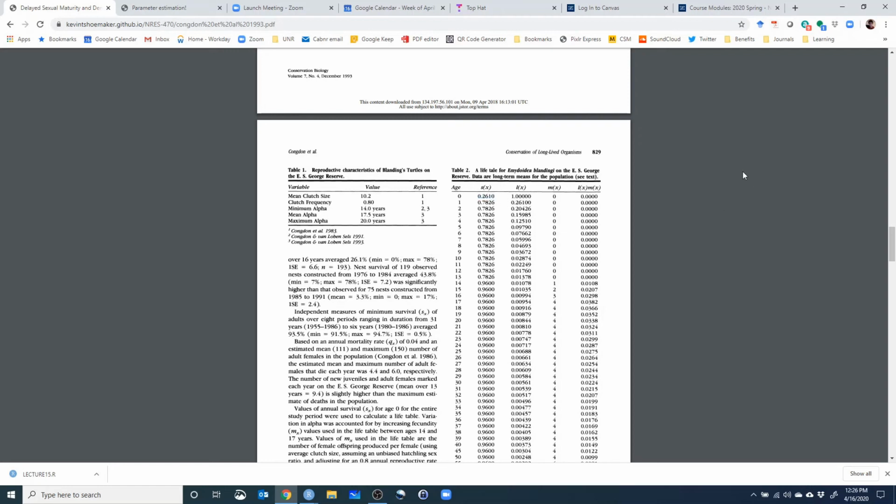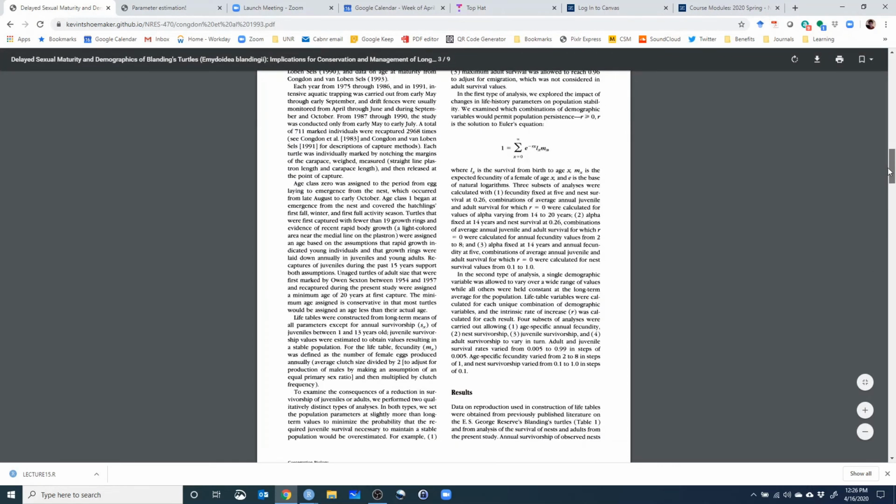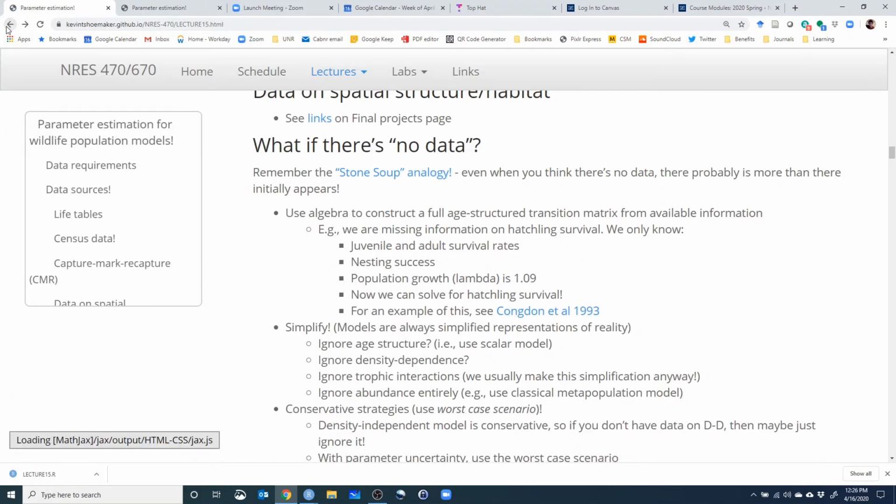I think I actually got that wrong. I think it's the 0.2610 that they didn't have. They did have the survival rate for juveniles. They did not have the hatchling survival rate. And so that 0.2610 is actually achieved by solving for x. And they knew they had an approximately stable population of lambda of approximately 1. And so they were able to get that estimate there. All right. Let's go back to the lecture.